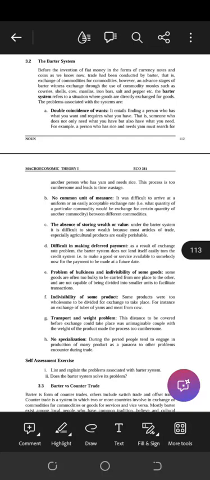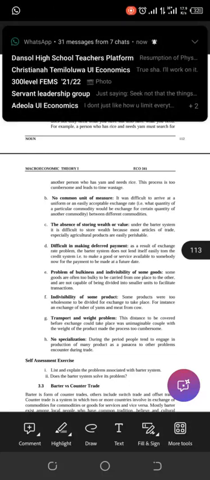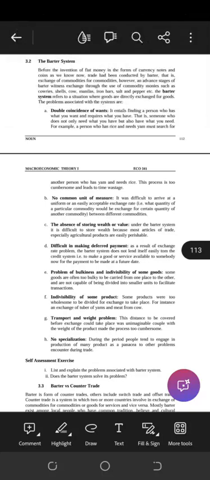Yeah. So what it means is that for exchange to happen under the barter system, the parties involved, the buyer and the seller, must be able to exchange what they have for what the other person wants. So if that is not happening, then the barter system will not work.